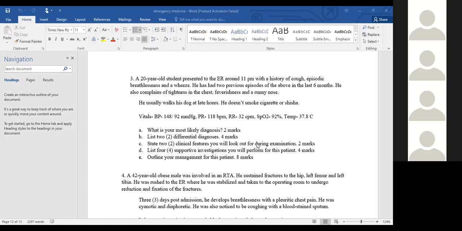Lung function. Lung function test. If you say lung function test, you still get the marks. Allergy testing. Yes, you get it. So if you say inflammatory markers, you want to know that is there enough to say inflammatory markers?